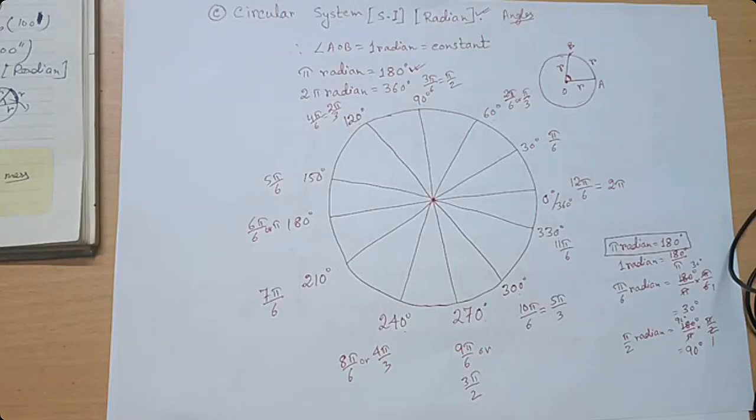And in this way, the circular system and the sexagesimal system are very much used in geometry and trigonometry and also in physics. These are the various ways in which we can measure these angles, right?